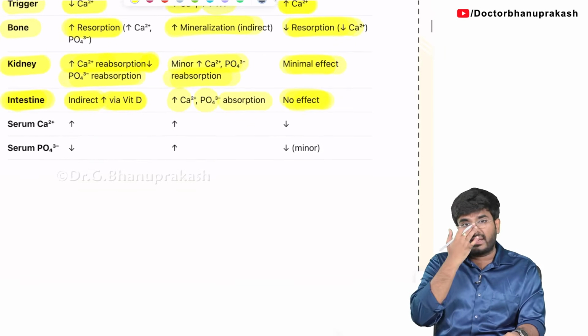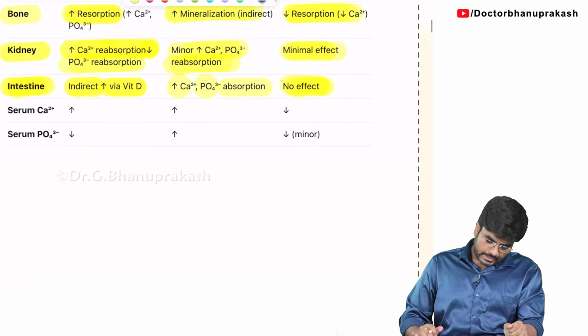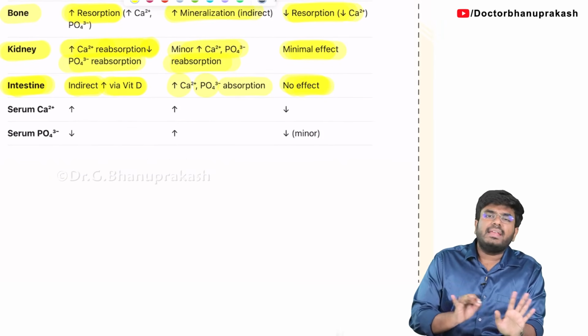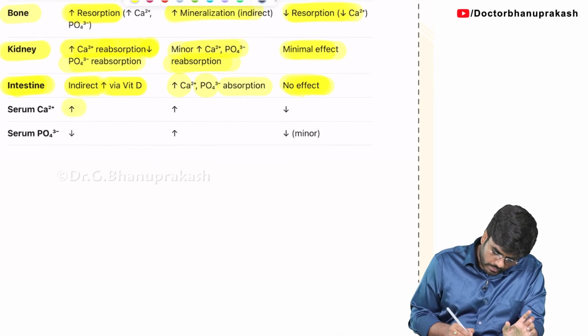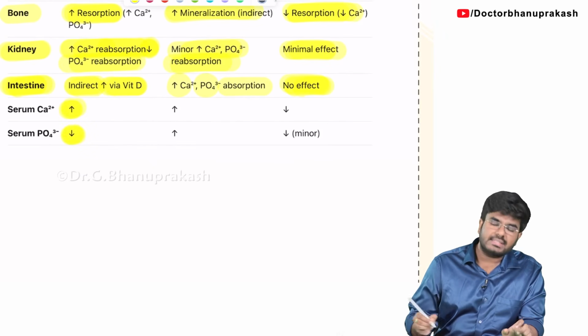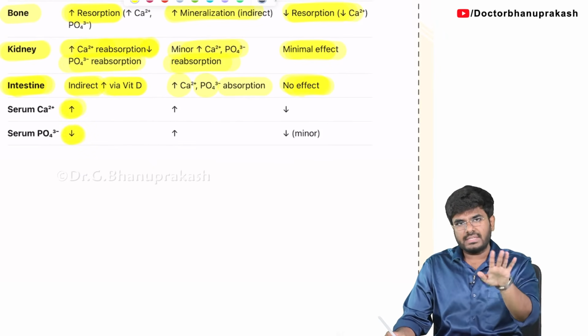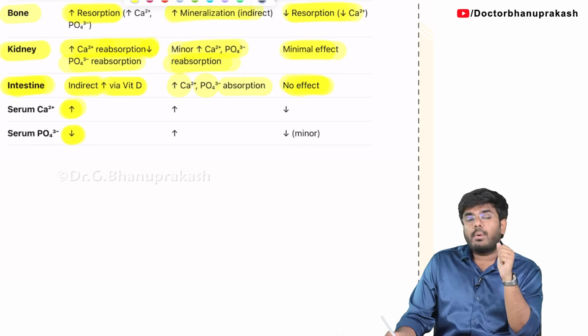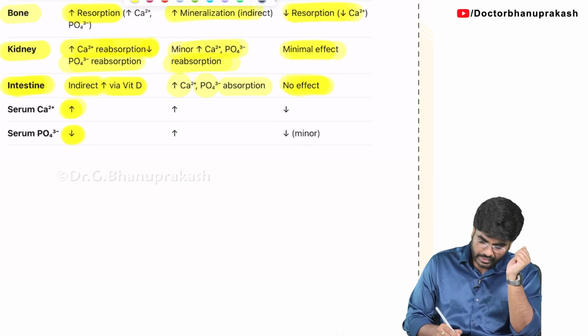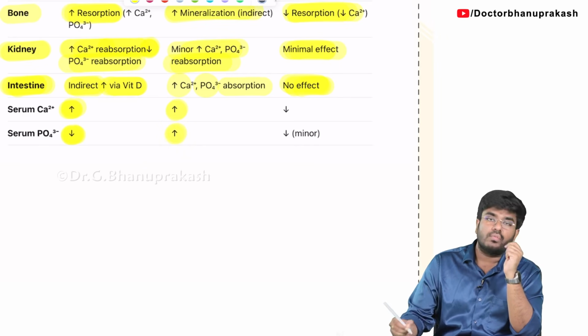Okay. Now, what is the final result? See, finally at the end of the day, parathyroid hormone increases the calcium, decreases the phosphate. Increase the calcium levels, decrease the phosphate levels. What about the vitamin D? Vitamin D increases both calcium as well as phosphates.